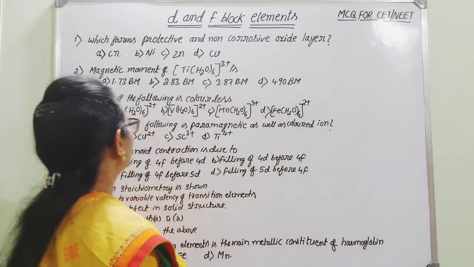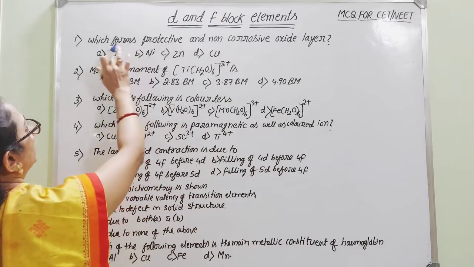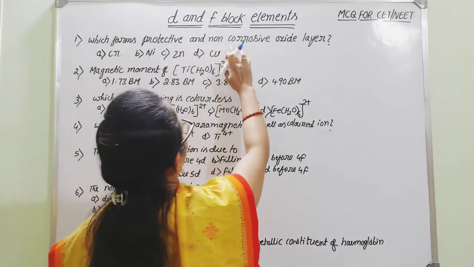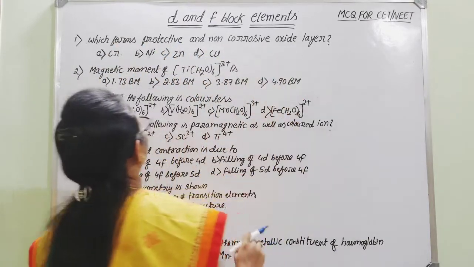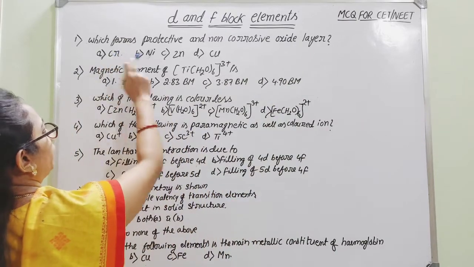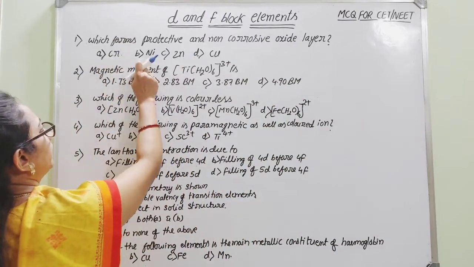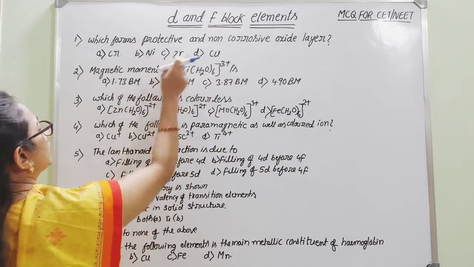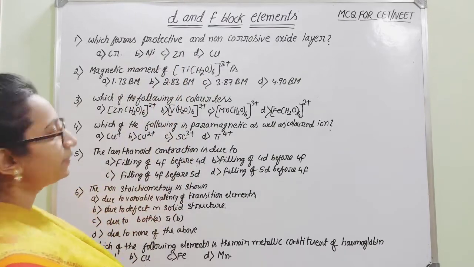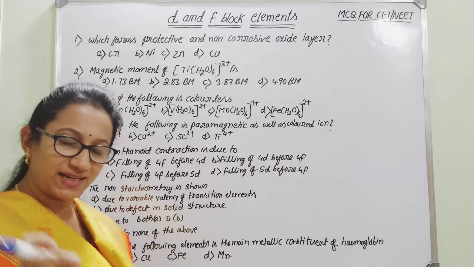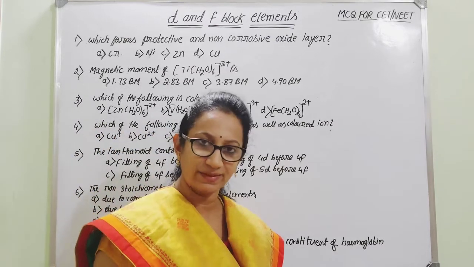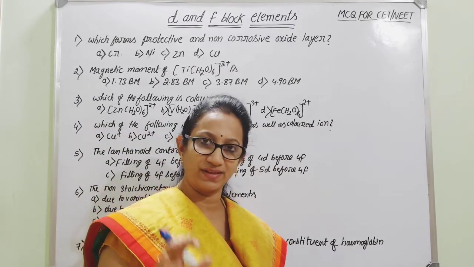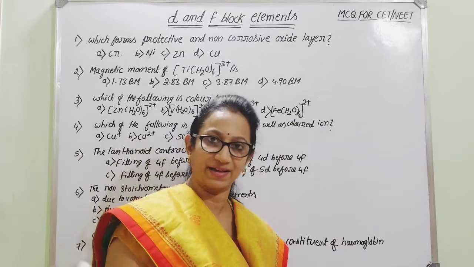So very first we can start with: which forms a protective and non-corrosive oxide layer? Here they have mentioned four different elements, that is chromium, nickel, zinc, copper. Among these metals, which is that metal which can form the oxide, but at the same time that oxide of that metal should be non-corrosive. It is giving protective layer action.